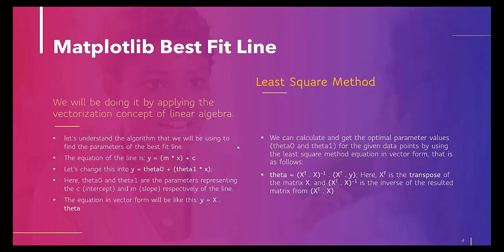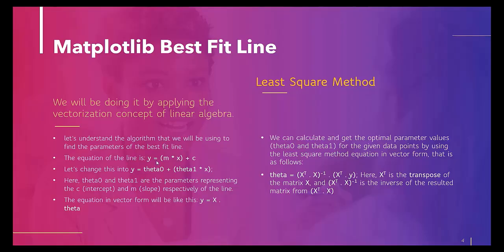So we can plot a line that best fits the scatter plot data points in Matplotlib, and we need to find out the parameters of the line that make it best fit. So to do this, we will apply a vectorization concept of linear algebra. And for this, firstly you have to understand the algorithm that we will use for finding the parameters. So firstly I will explain the algorithm.